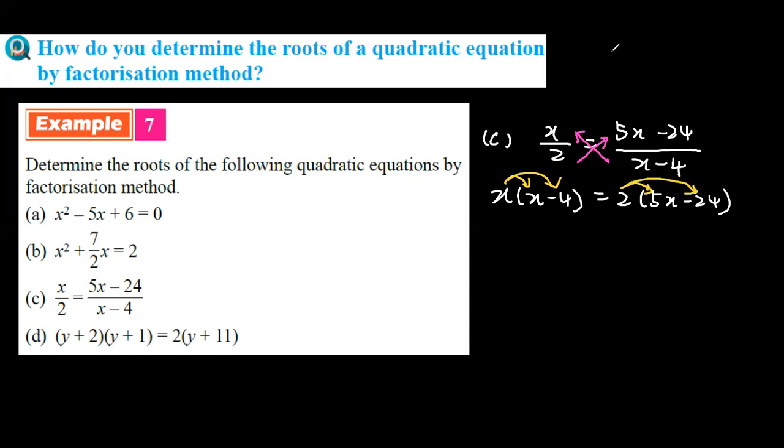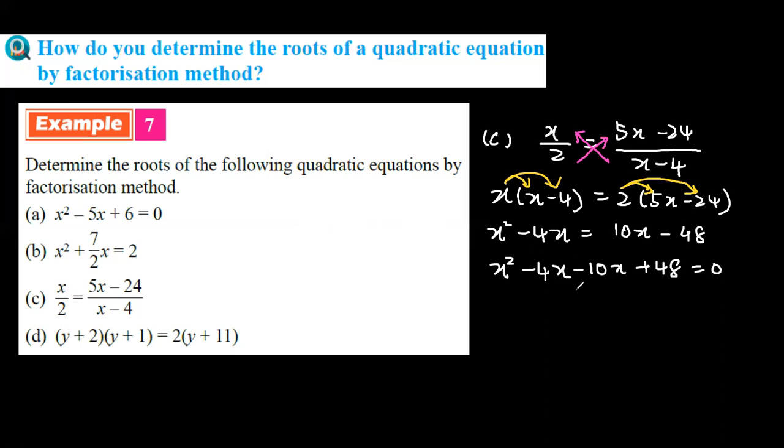Okay, we do the expansion here. x squared minus 4x equals 10x minus 48. So move all the terms to one side to make it a general form. We move 10x to the other side, negative 10x. Move negative 48 to the other side, positive 48, equal to 0. Simplify the negative 4x and negative 10x, then we have x squared minus 14x plus 48 equal to 0.